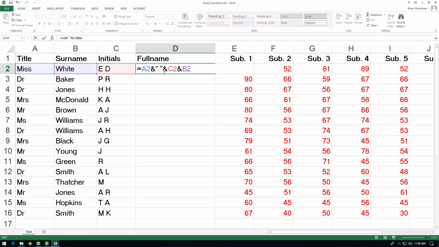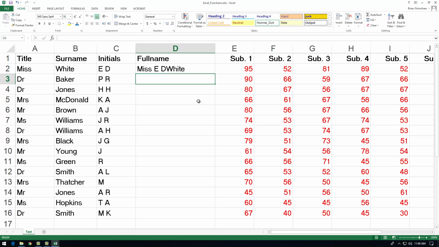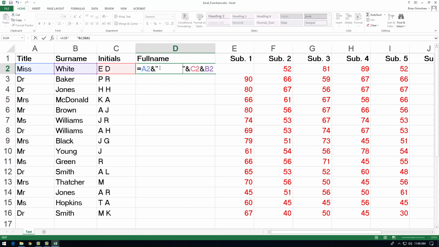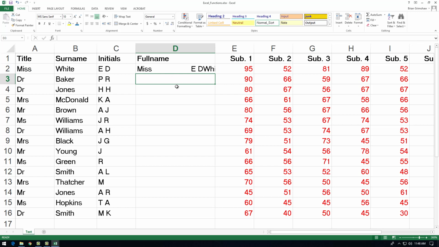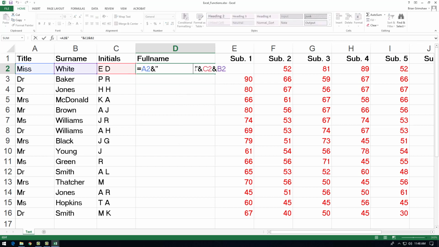Now watch what happens when I hit enter. Now I've got Miss E. Dwight. Sweet. And because I have quotation marks here, it doesn't matter what I put in between them. The computer is forced to accept them. That's what the quotes do for you. And quotes have been very special to computers ever since computers have existed. So this is actually a pretty old trick.